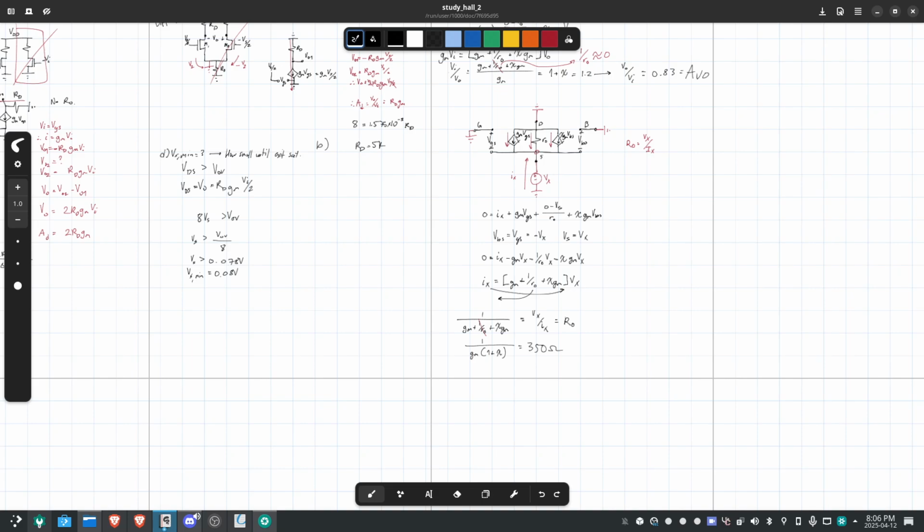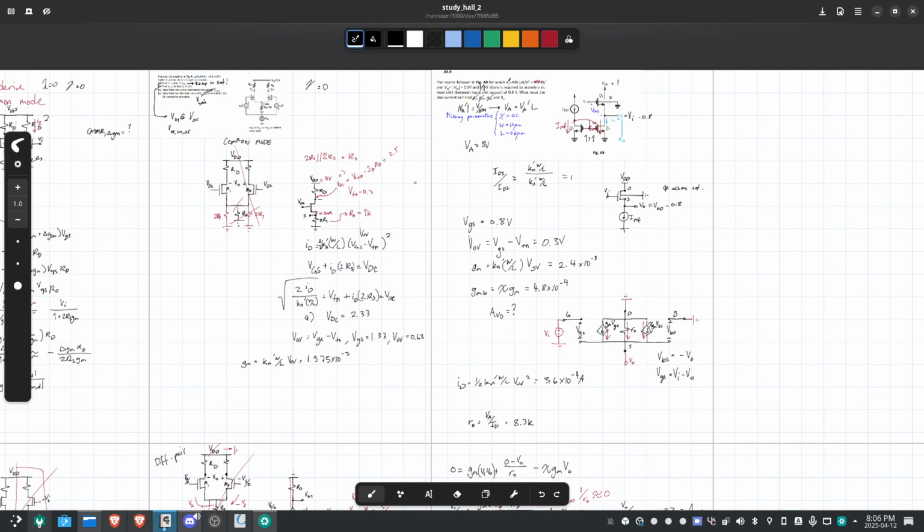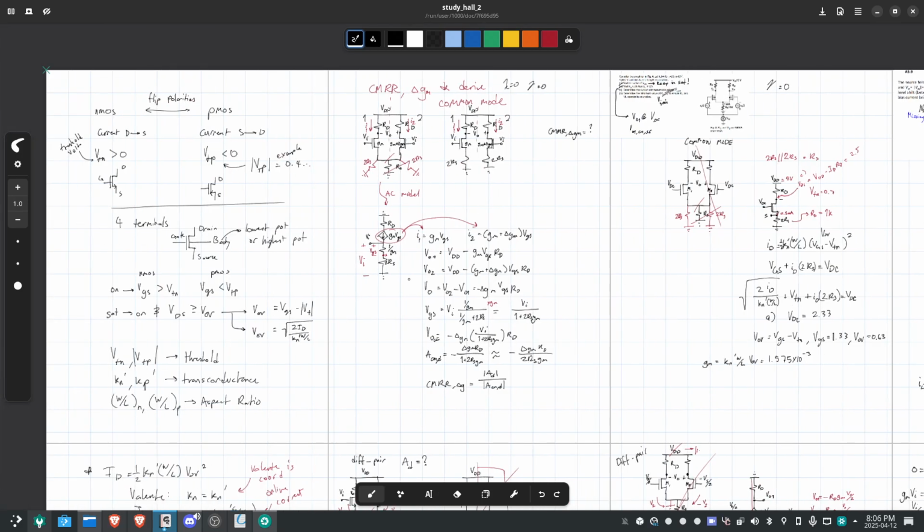Just remember the equations, remember the process. Don't try to memorize each individual case. Learn the general understanding and then apply that general understanding and you get quick at it, right?